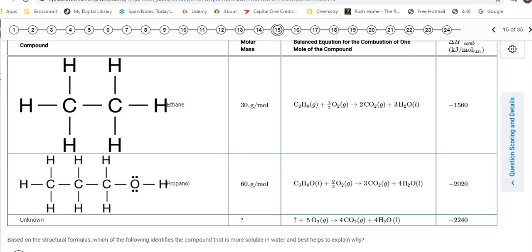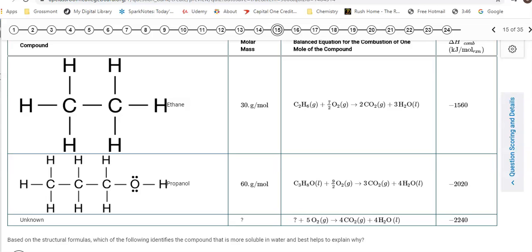Based on the structural formulas, which of the following identifies a compound that is more soluble in water and helps to explain why? Well, water can form hydrogen bonds, and the propanol can form hydrogen bonds, so the propanol has more ways to bond. Remember, water is a polar molecule. Propanol is a polar molecule, so propanol is going to want to dissolve in water. It's going to want to break apart and attach to water molecules. Ethane is nonpolar. Nonpolar doesn't want to attach to polar molecules, so you'll have very little with the ethane.